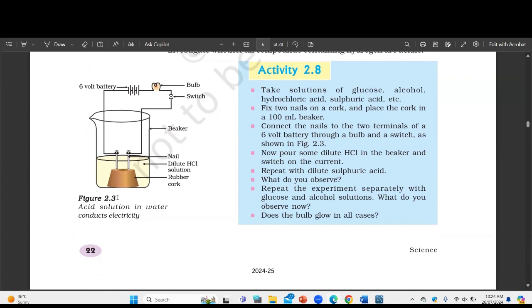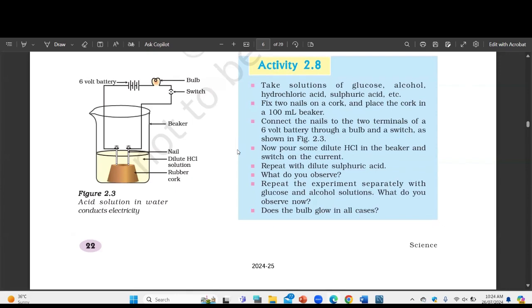in the presence of glucose or alcohol, the bulb doesn't glow, which means it does not conduct electricity. Whereas in the presence of hydrochloric acid and sulfuric acid, the bulb glows. That is, it conducts electricity. So why is that so?